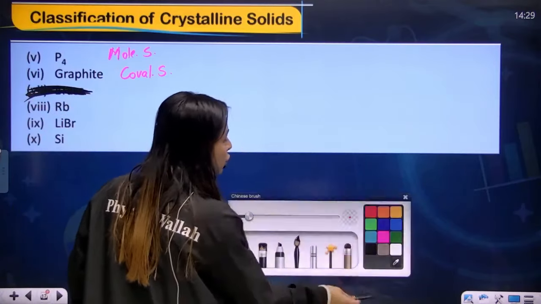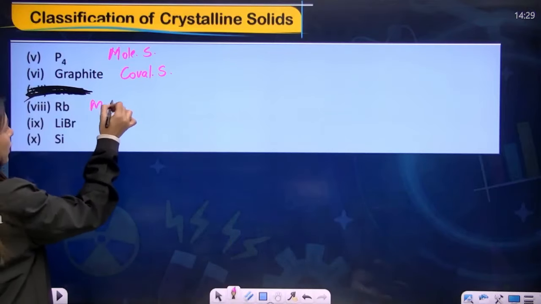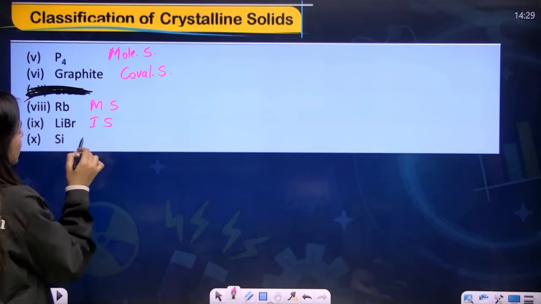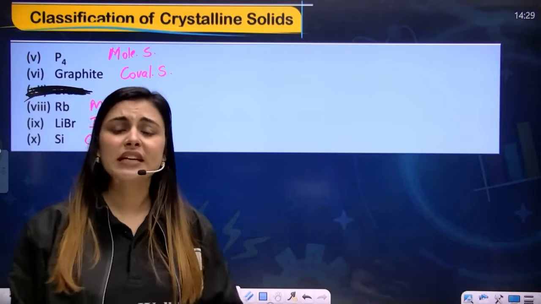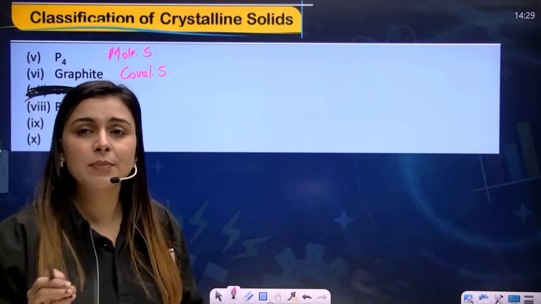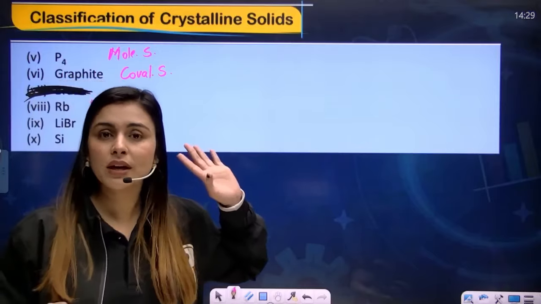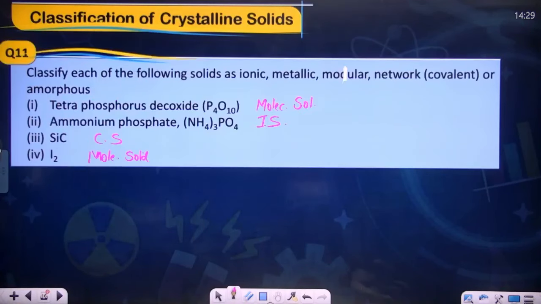Let's talk about rubidium. Rubidium is a metallic solid. Okay. LiBr is an ionic solid. And if I talk about silicon, silicon was a covalent solid. Right? Yes. So easy. If you have studied each and every part very thoroughly, you'll be able to answer each and every part of it. Okay? Yes. Perfect. I hope you're clear with this. Please pause the video and write all the answers.